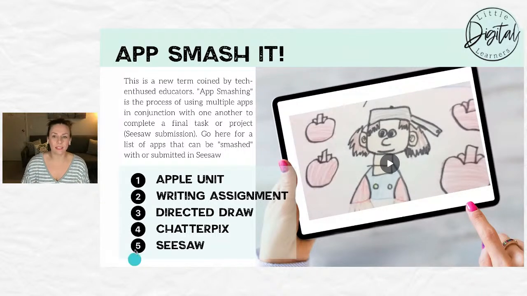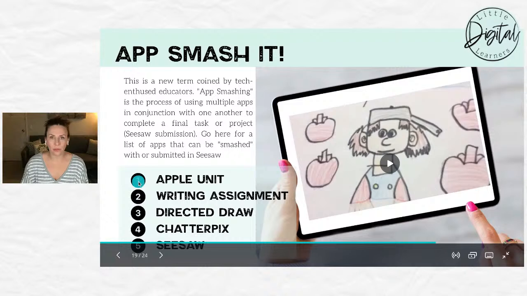So same thing, the steps in this one are an Apple unit, a writing assignment, directed draw, Chatterpix, Seesaw. So you can see the same 5 steps, different unit.